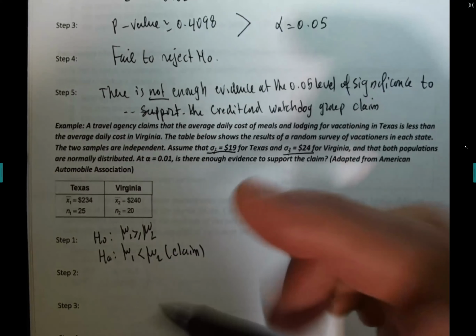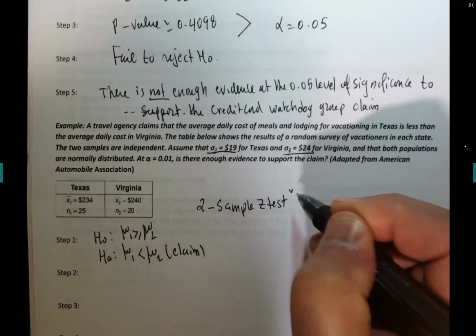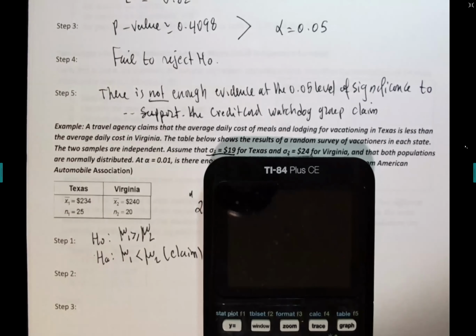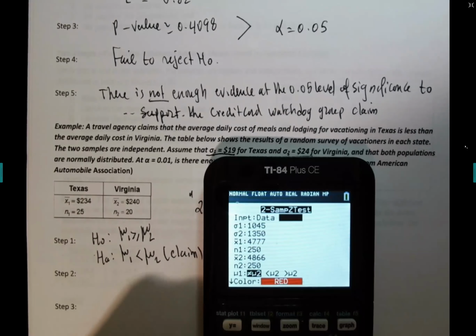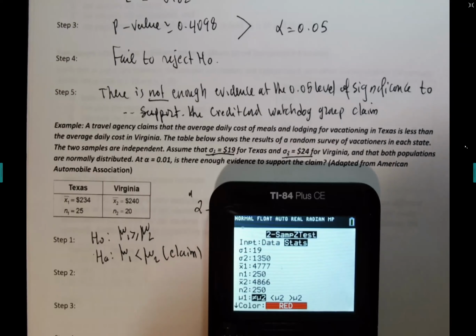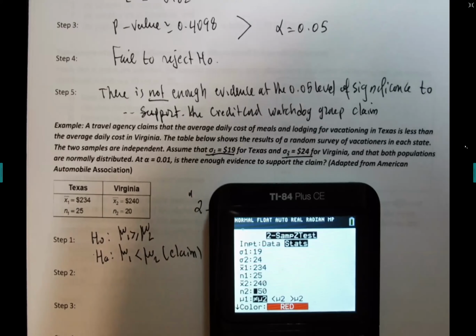I'm ready to perform the test. I strongly suggest later, guys, today, just go back and redo those problems just to make sure that you enter the information properly. And no data here. Sigma 1, you see, they're important, 19. Sigma 2, 24. X1 bar, 234. N1 is 25. X2 bar is 240. N2 is 20.